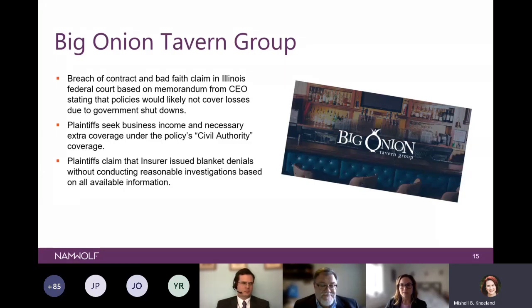So an interesting wrinkle in this case is that the plaintiffs contend that the insurer engaged in bad faith claims handling by issuing blanket denials for losses related to the closures without conducting any meaningful investigations, as is required by Illinois law. They also allege that the CEO of the insurance company circulated a memo to its agency partners indicating that the insurer would likely not be providing coverage in connection with the losses caused by the government-ordered shutdown. So if these allegations are true, do you think that they're going to have an effect on the outcome here?